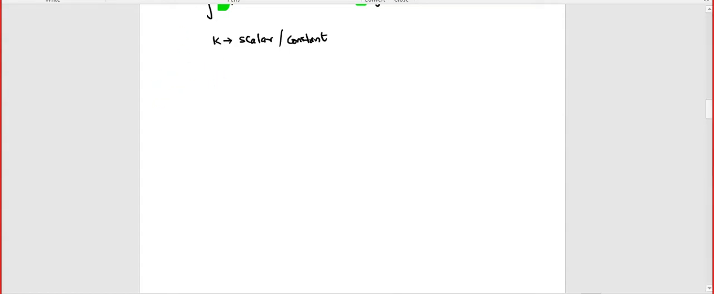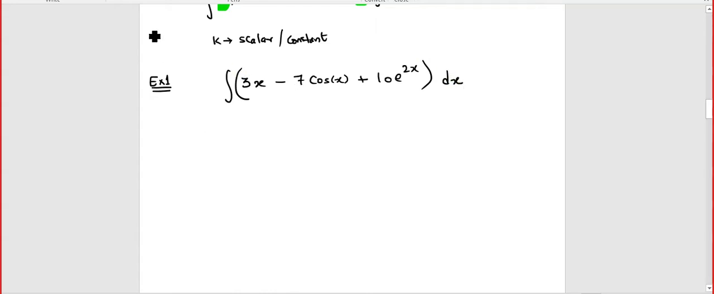Suppose you have a combination of functions, say integration of 3x minus 7 cosine of x plus 10 e power 2x. You need to integrate this term. So in this case, what you have to do, first of all, you have to check whether the functions are there or not. You have the function x, here you have the function cosine x, here you have the function e to the power 2x, and we have the rule of integration for each one of them.